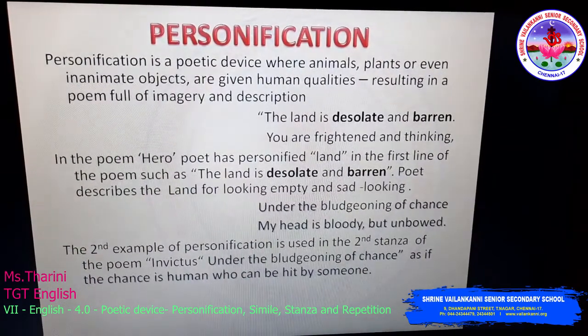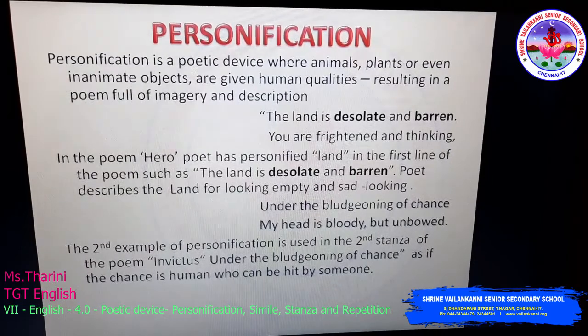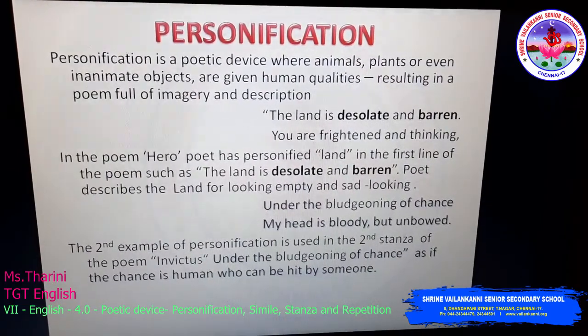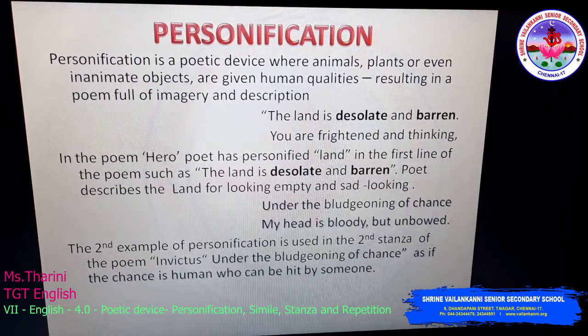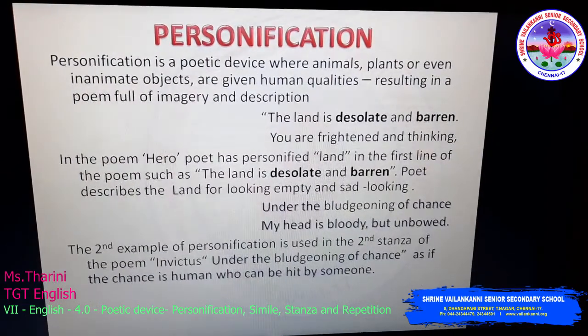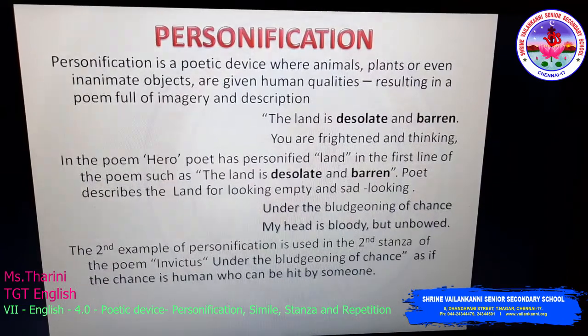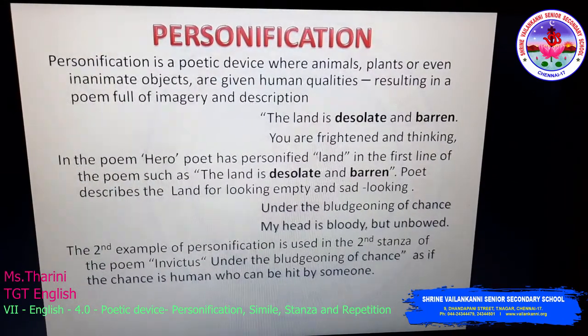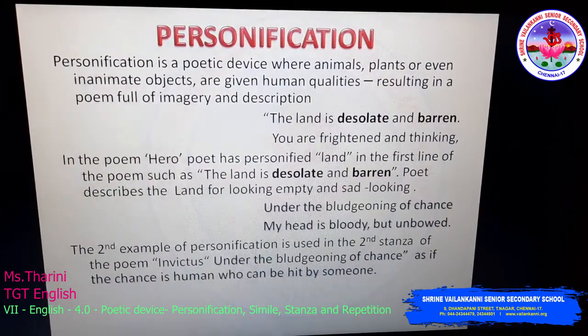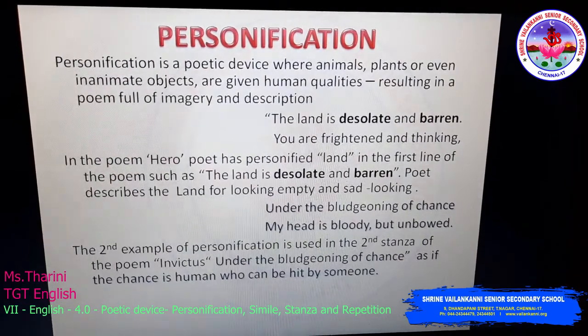Under the bludgeonings of chance, as if chance is a human who can be hit by someone. So the poet is personifying chance like a human who can be hit by someone. So this is known as personification.